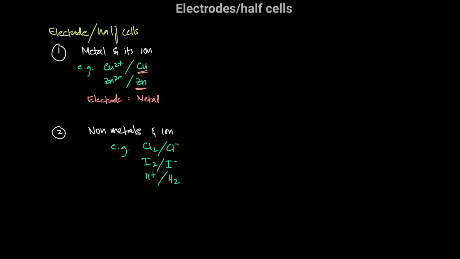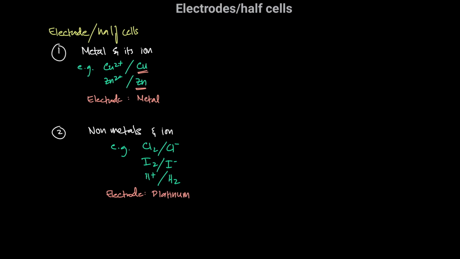So the electrode has to be conductive, but you don't want the electrode itself to participate in the equilibrium. In the first type, the metal is participating in the equilibrium, so the electrode is made from the same material. Here the electrode does not participate, so you want an inert conductive material. So your electrode will be made of platinum.